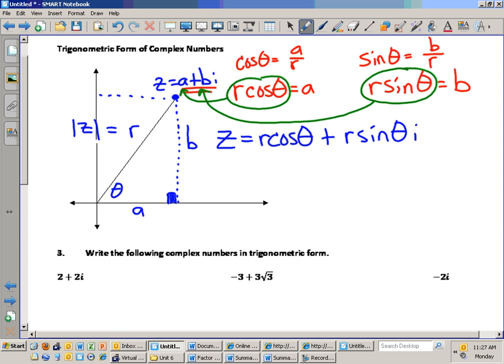Is everybody okay with what I wrote? Do you see where it came from? What can I factor out of both of those? An r. So z is equal to r times the cosine of theta plus i times the sine of theta. I just moved the i to the front. And that is your trig form of a complex number.